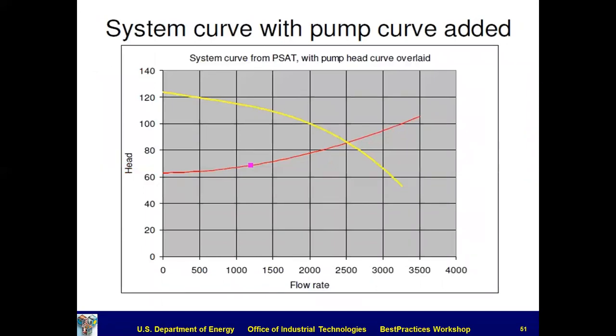Okay, so, where do pumping systems operate? At the intersection of the pump and the system curve. So here we're showing the system curve in red and the pump curve in, I guess that's yellow. And so the operating point looks like it's about 2,500 GPM. I don't know, 86, 87 feet of head.